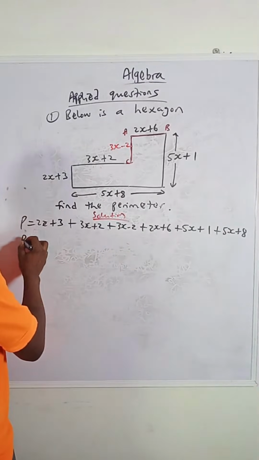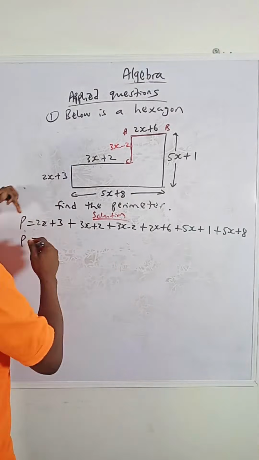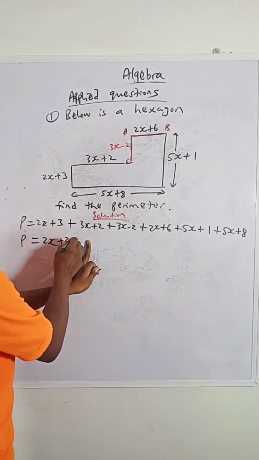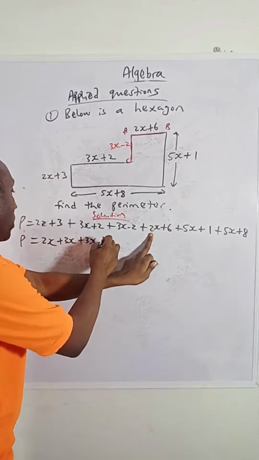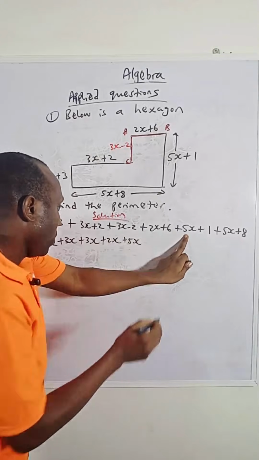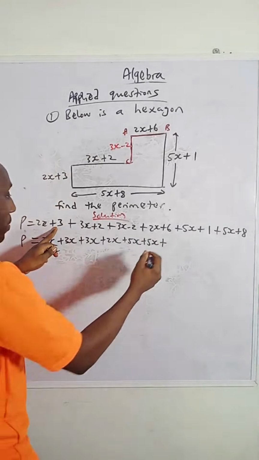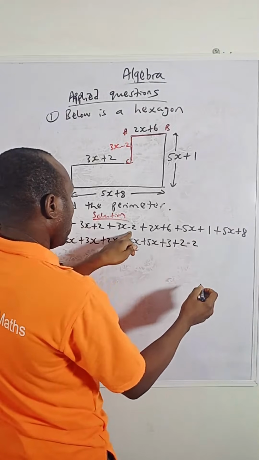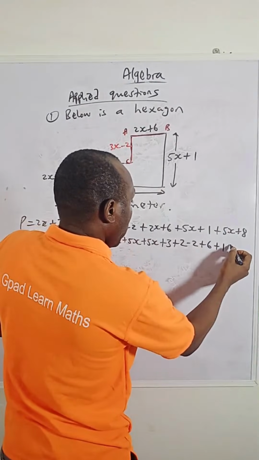So my perimeter is equal to, let us now collect like terms. So we have 2x, right? Be careful here, plus 3x again, plus 2x, plus 5x, plus 5x. Let's bring the numbers now. Plus 3, plus 2, minus 2, plus 6, plus 1, and plus 8.